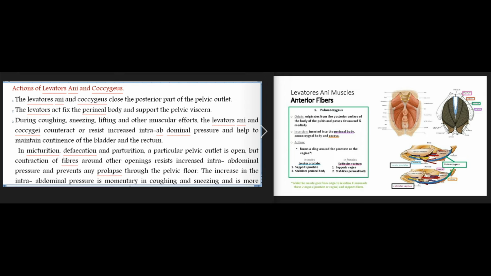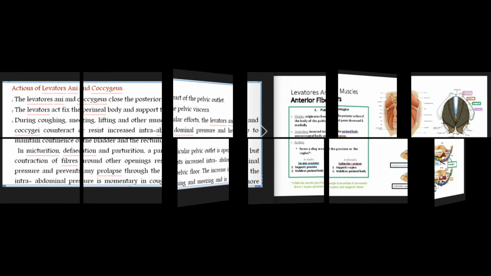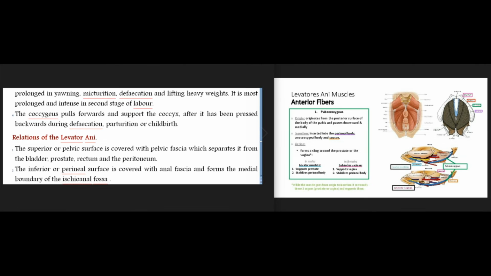In micturition, defecation, and parturition, a particular pelvic outlet is open, but contraction of fibers around other openings resists increased intra-abdominal pressure and prevents any prolapse through the pelvic floor. The increase in the intra-abdominal pressure is momentary in coughing and sneezing and is more prolonged in yawning, micturition, defecation and lifting heavy weights. It is most prolonged and intense in second stage of labor. 4. The coccygeus pulls forwards and supports the coccyx, after it has been pressed backwards during defecation, parturition, or childbirth.